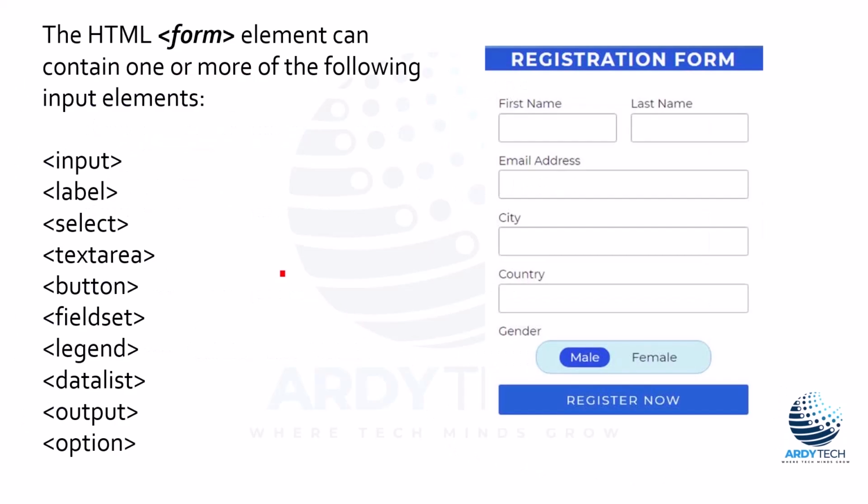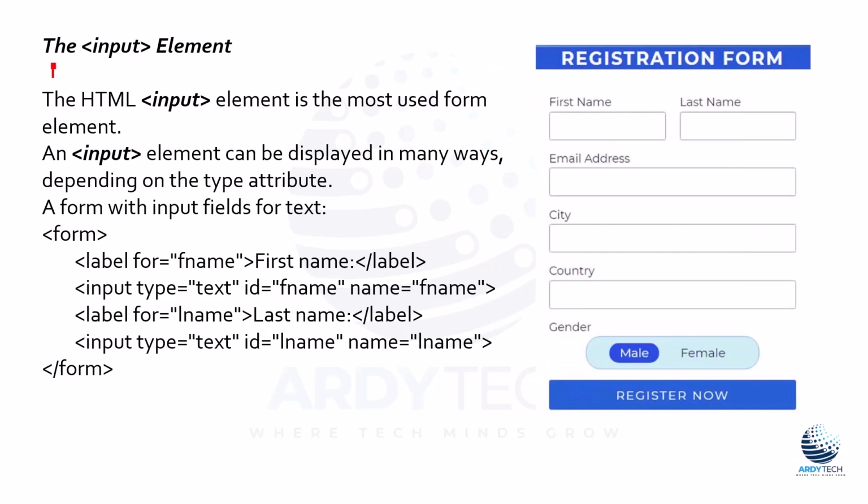The HTML form has several elements. So for example, we have the input, the label, select, the text area, and much more. So you can use these form elements to enter data and then send it to the server for further processing. Now, the input element. The HTML input element is one of the most important or the most used elements when it comes to form design in web pages.